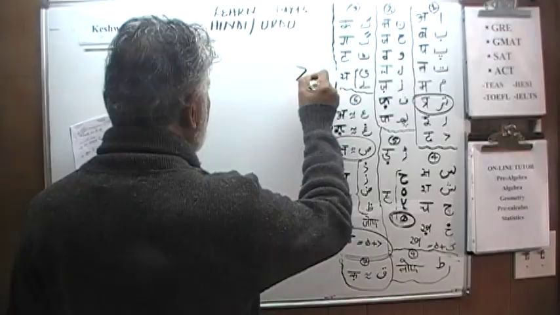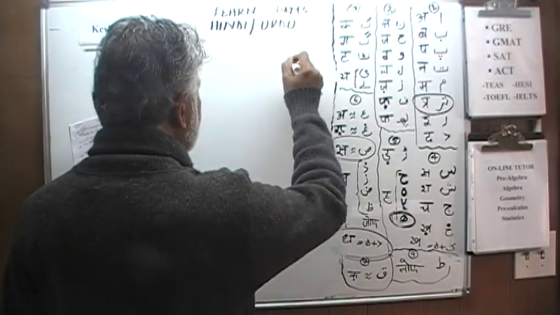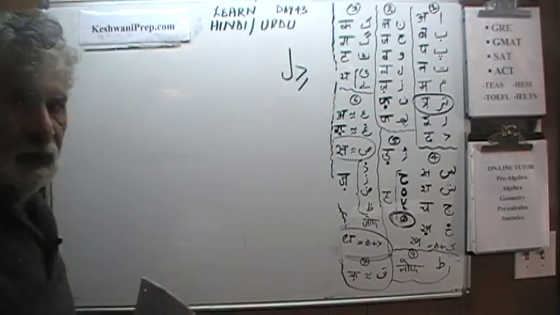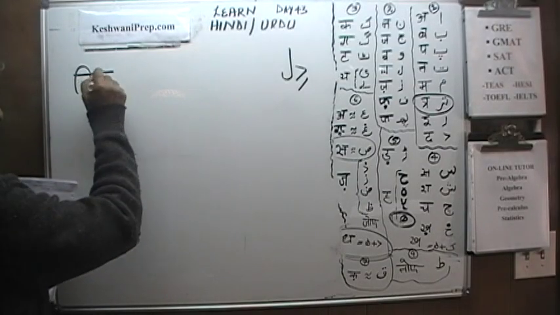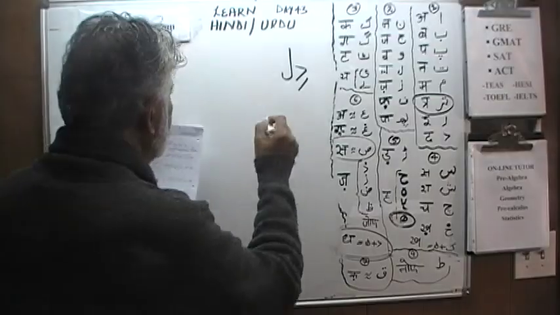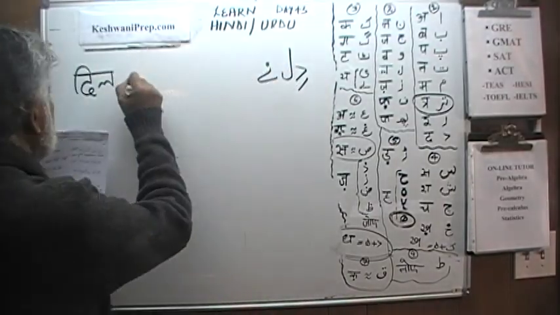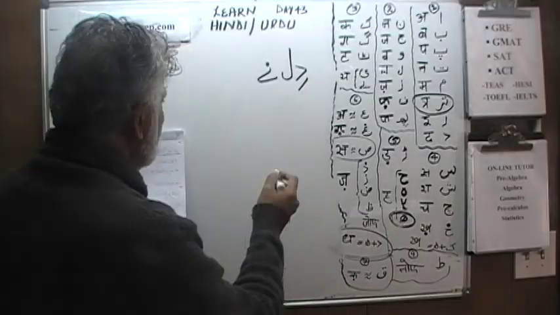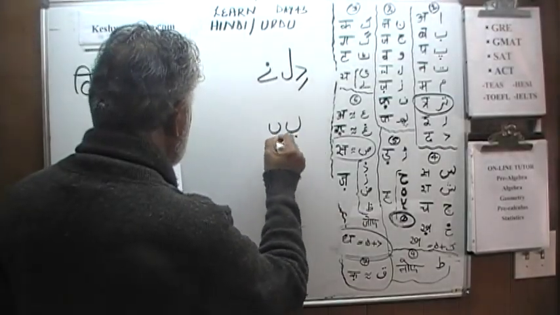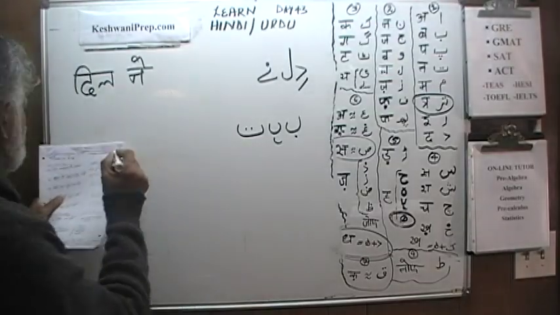Dil. Dal with a zair and a lam. Zair gives us choti ki matra. Dil. Heart. Dil mein. The next word is bahut.